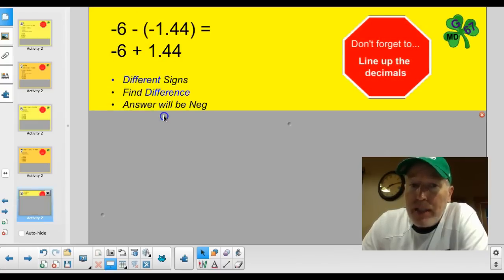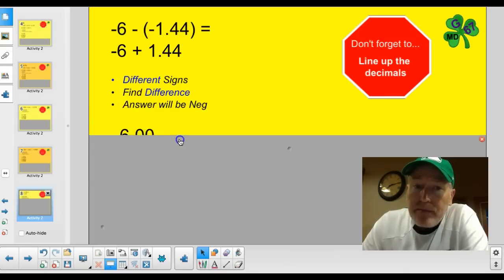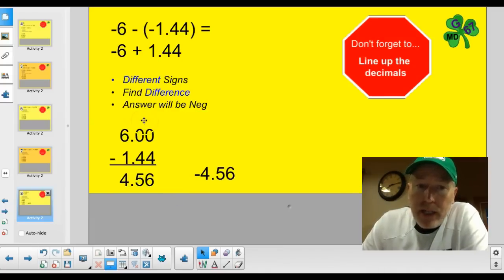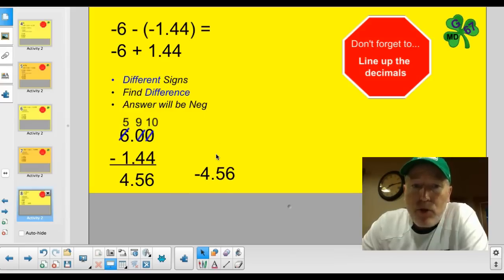I have different signs, so I got to find the difference again. And this time my answer is going to be negative because I have more negative. The absolute value of negative 6 is greater than the absolute value of 1.44. So I know my answer is going to be negative. So go ahead and line these guys up. Got to make some trades here. I end up with 4.56.